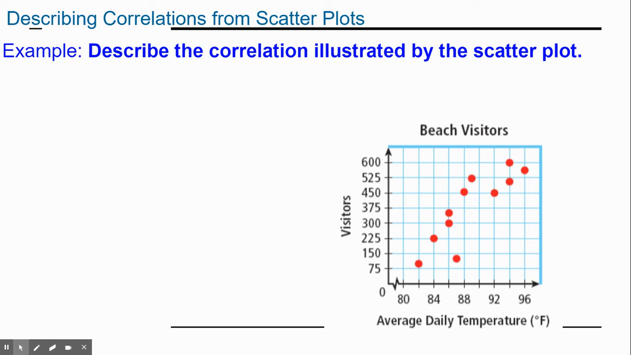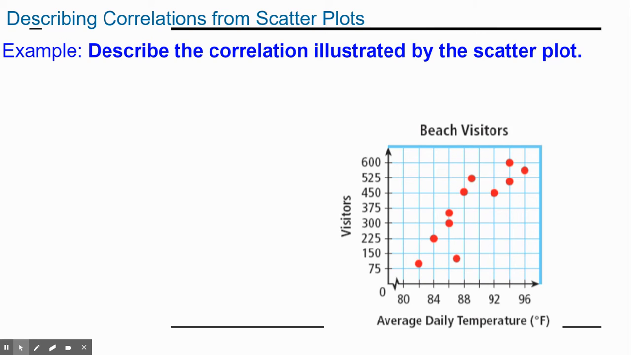Now we're going to be looking at scatter plots on an actual graph. So you're going to describe the correlation that's illustrated by the scatter plots here. So if you look at this example, we see our title of our graph is beach visitors. The x-axis represents the average daily temperature, and then the number of visitors is on our y-axis.